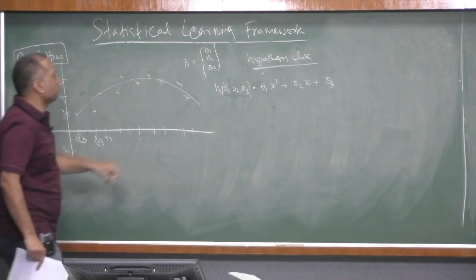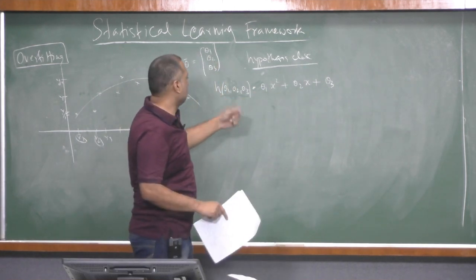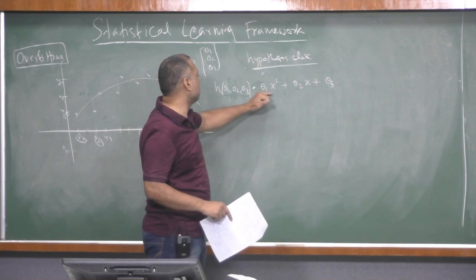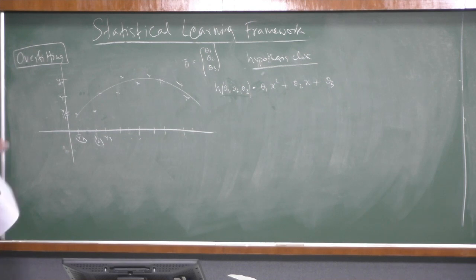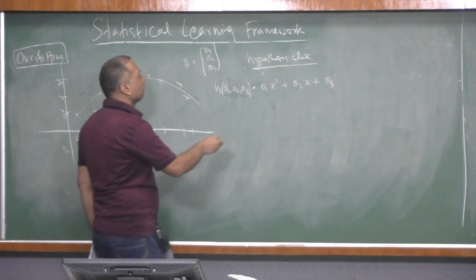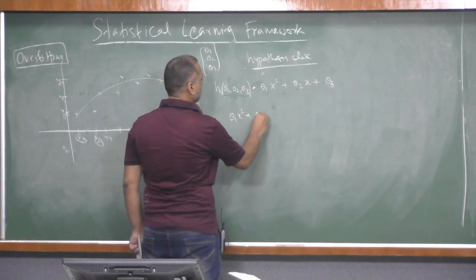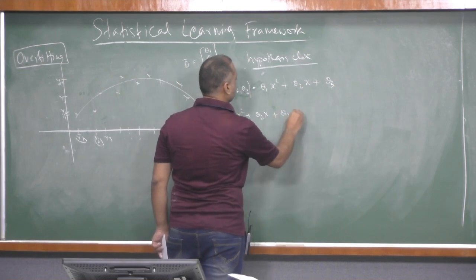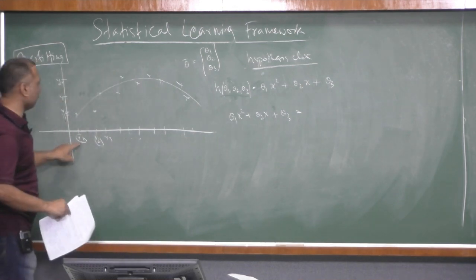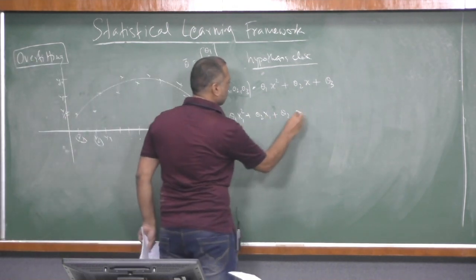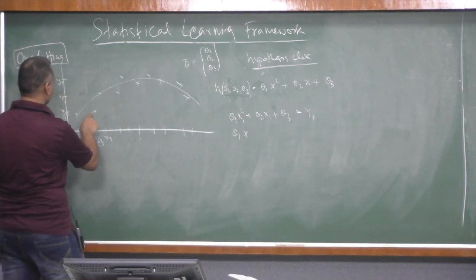So this is my initial inductive bias, that I come up with a hypothesis class which looks like this. I may want to now tune this theta based on the data. I can do that because what I want from my hypothesis class is the following. I want theta 1 x square plus theta 2 x plus theta 3 to match the y for a given x. So if it's given x1, then it should be equal to y1, and for x2 I want it to be y2.